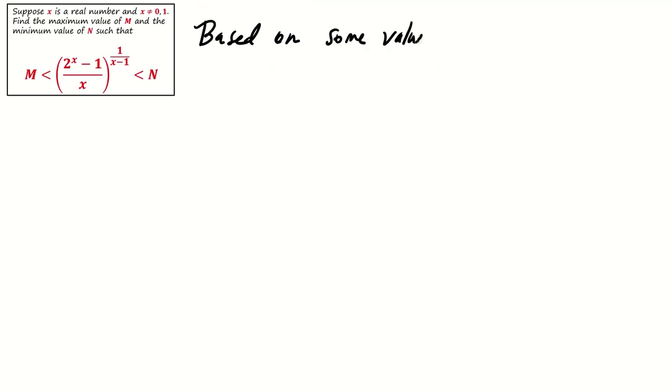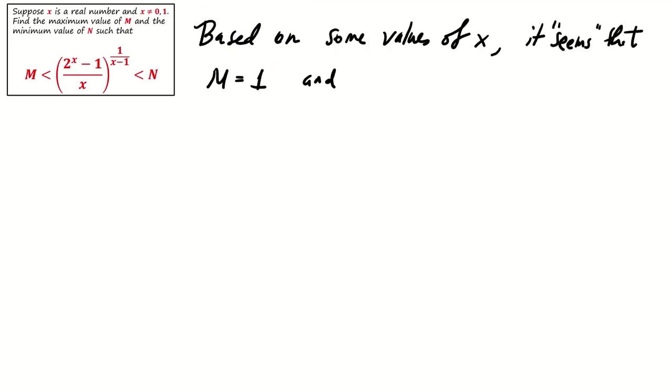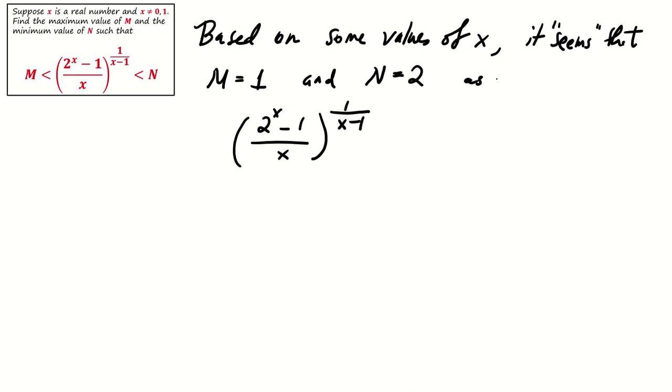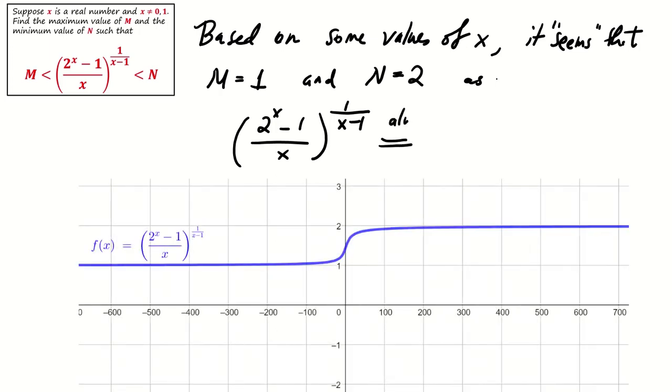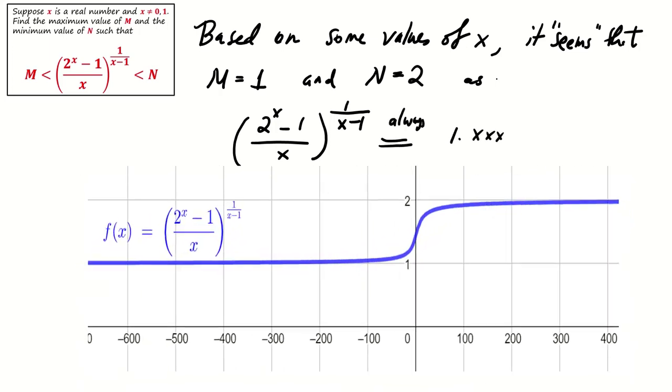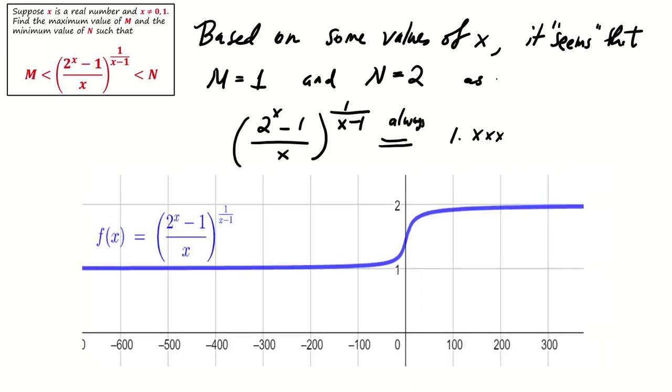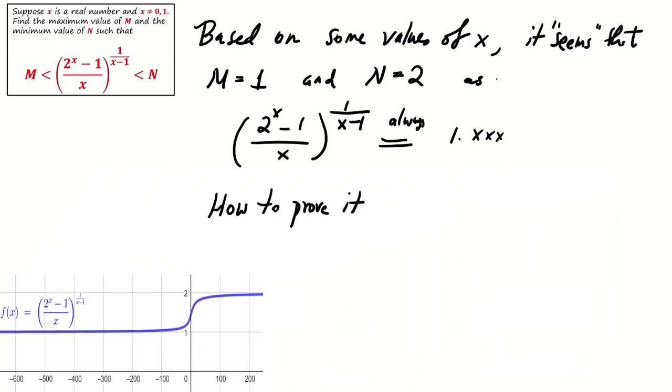Based on the calculation that we have just done, it seems that m equals 1 and n equals 2. Because for the various values of x, the expression (2^x - 1)/x to the power of 1/(x-1) always seems to be 1 point something, and therefore it's in between 1 and 2. But this is only a guess. How are we going to prove that?